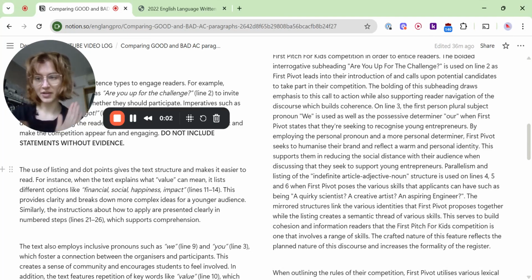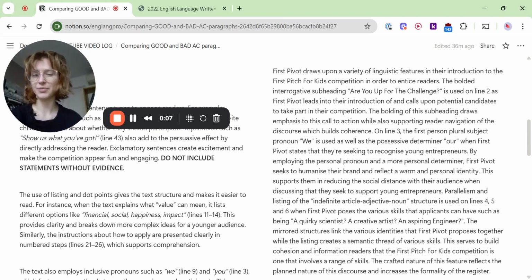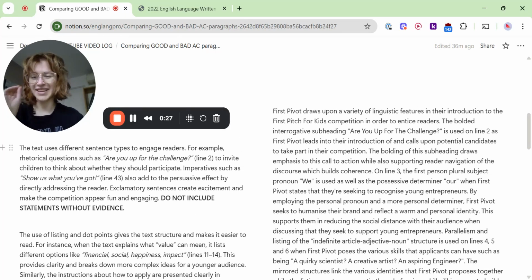Okay, now let's have a look at the exemplar response. So, First Pivot draws upon a variety of linguistic features in their introduction to the First Pitch for Kids competition in order to entice readers. It's a nice topic sentence. It introduces what they're about to say. The bolded interrogative subheading, "Are you up for the challenge?" is used on line 2 as First Pivot leads into their introduction of and calls upon potential candidates to take part in their competition. So here we've got the exact same example.